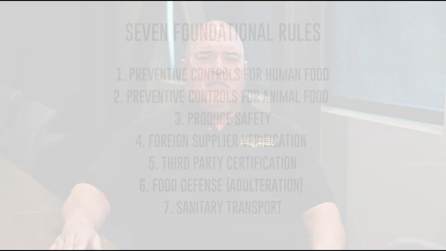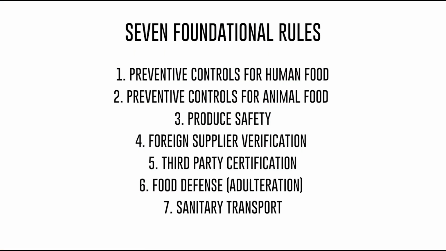As part of the Food Safety Modernization Act, there are 7 foundational rules. Some, all, possibly none will apply to you, depending, as I said earlier, on the category of food manufacturing you're in and also the size of your business. There are 7 foundational rules, and they are preventive controls for human food, preventive controls for animal food, produce safety, foreign supplier verification, third-party certification, food defense, otherwise known as adulteration, and sanitary transport of food.